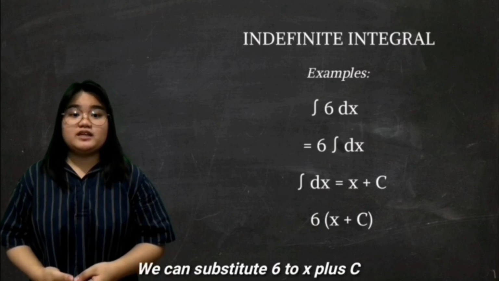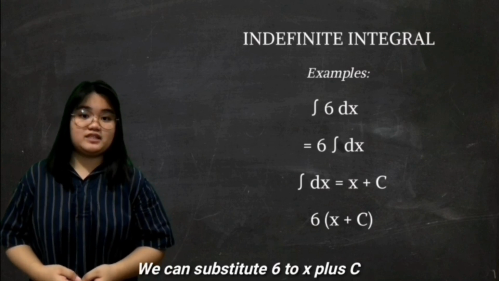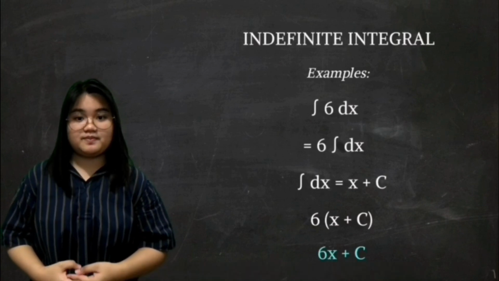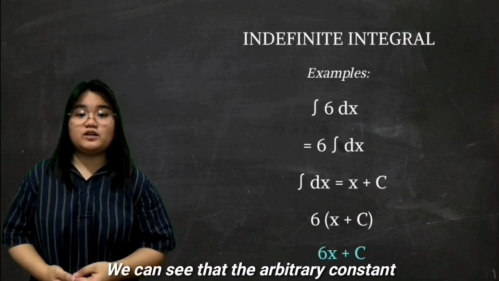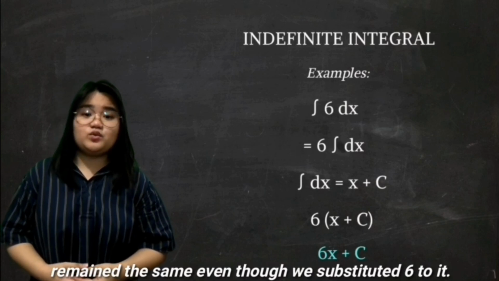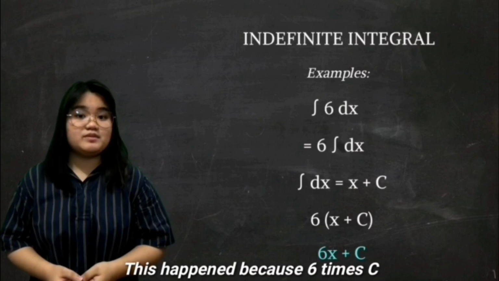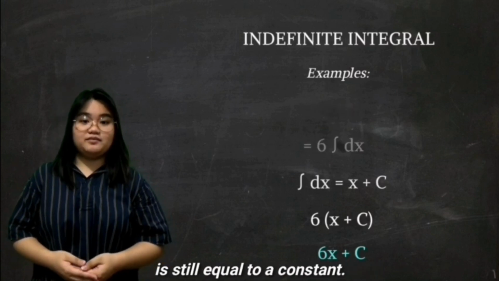We can substitute 6 to the quantity of x plus c and come up with the final answer of 6x plus c. We can see that the arbitrary constant remains the same even though we substitute 6 to it. This happened because 6 times c is still equal to a constant.